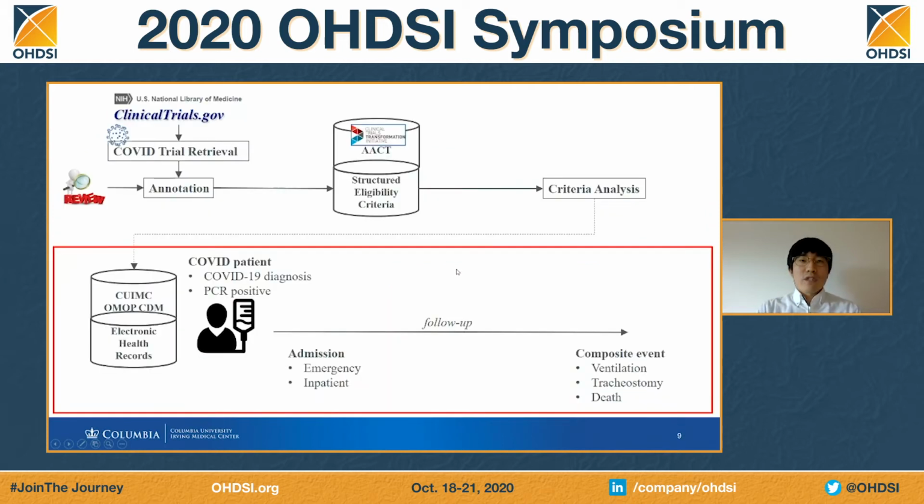With the analyzed criteria, we evaluated the impact of specific criteria on patient accrual and events. The bottom part of the schematic diagram shows the cohort identification process. Patients with COVID-19 diagnosis or PCR positive results were regarded as COVID patients. They were followed up from the admission date until one of the events was observed. These events were regarded as severe events according to the WHO scale.